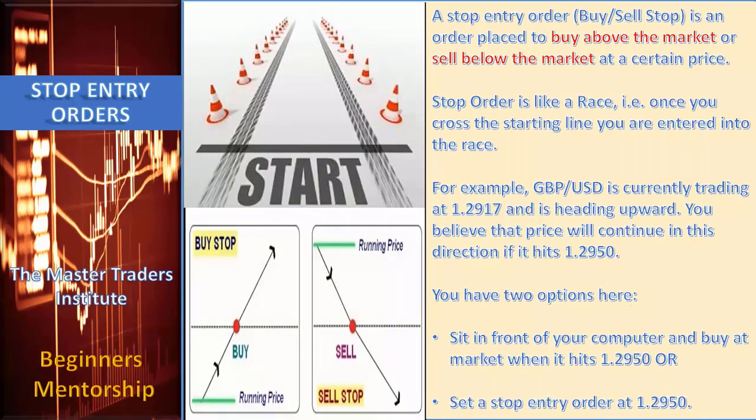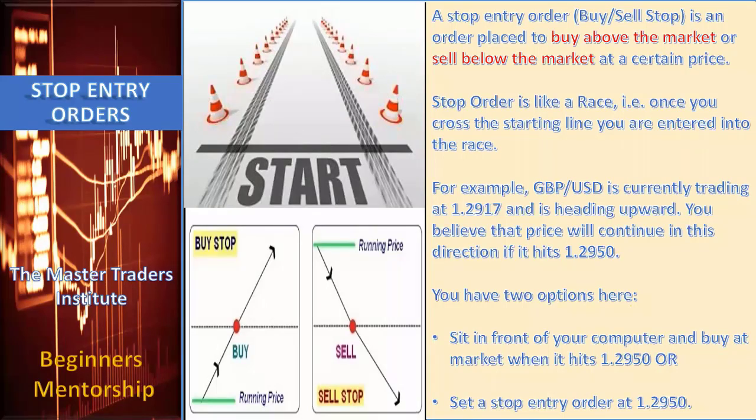I just hope this is understandable. For example, let's say GBP USD is currently at 1.2917. And you know that this GBP USD is heading upwards and you believe that the price will continue in that upward direction, but you don't want to buy it now. You need to be sure that this price will actually continue going up, so that it's not when you buy that it will start going down. And then you say, okay, when the price gets to 1.2950, you will buy. That is exactly what a stop order means.